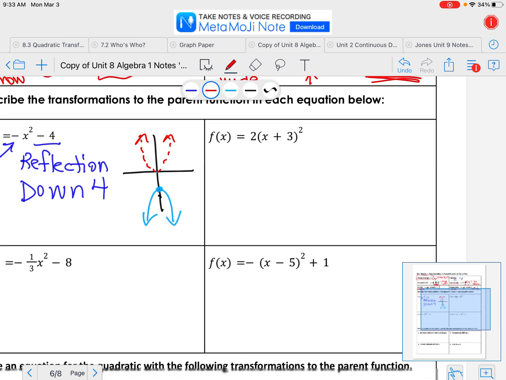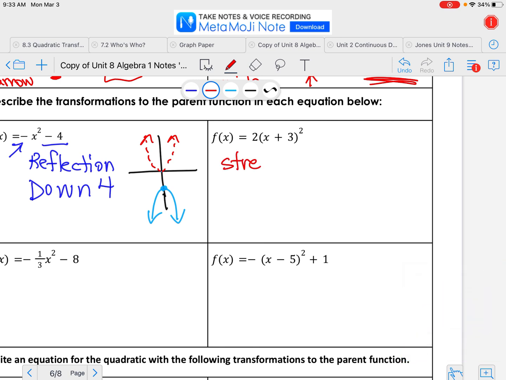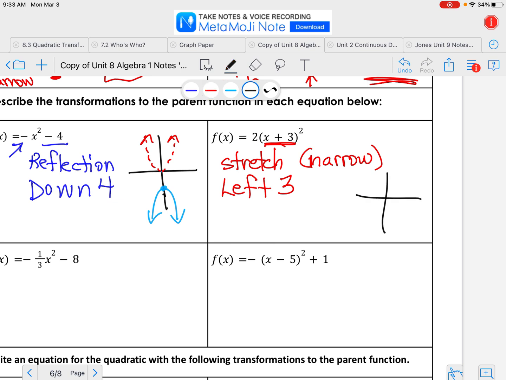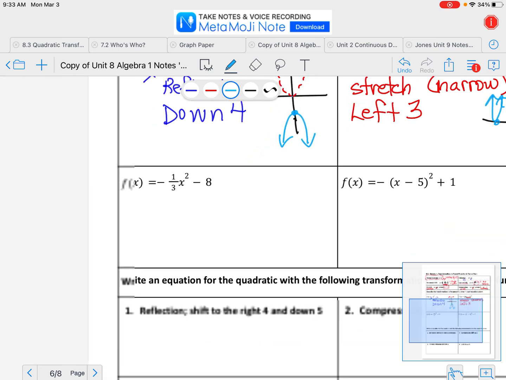The next one, the 2, tells me that there was a stretch. That means it got narrower. The plus 3 in parentheses means right or left. And because it's the opposite of what you think, the plus means it went left 3. So this one, the vertex moved to the left 3, and it got skinny. So if we wanted to sketch it, that's what it would look like.